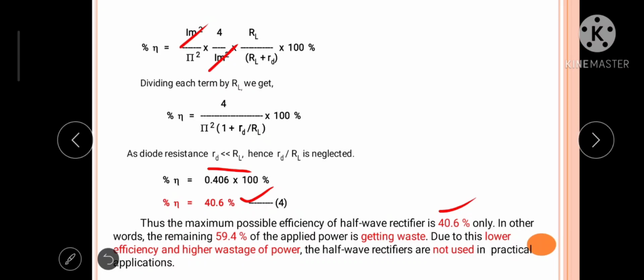Due to this lower efficiency and high wastage of power, half-wave rectifiers are not used in practical applications. So, these are the two major drawbacks of half-wave rectifiers: low efficiency and high wastage of power.